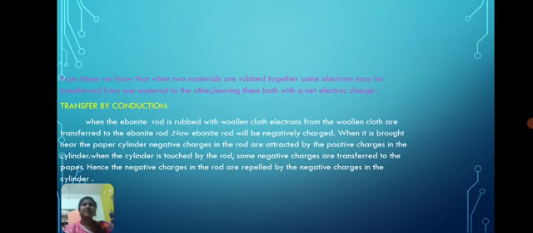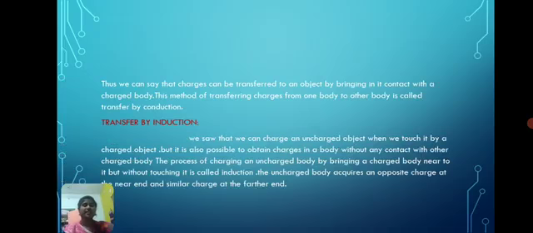Next, transfer by conduction. When an ebonite rod is rubbed with a woolen cloth, electrons from the woolen cloth are transferred to the ebonite rod. Now the ebonite rod will be negatively charged. When it is brought near the paper cylinder, negative charges in the rod are attracted by the positive charges in the cylinder. When the cylinder is touched by the rod, some negative charges are transferred to the paper. Hence, the negative charges in the rod are repelled by the negative charges in the cylinder.